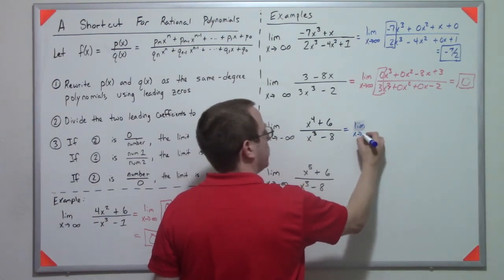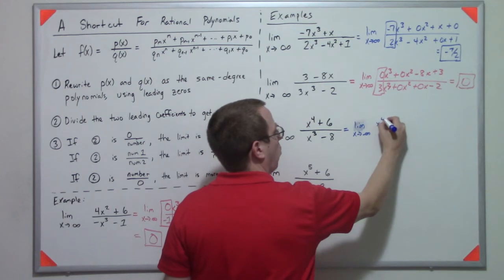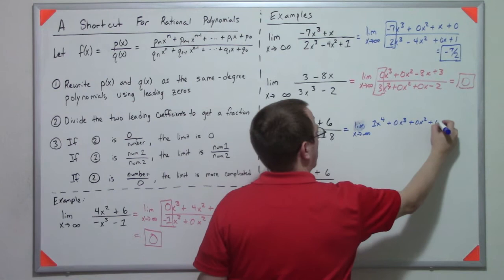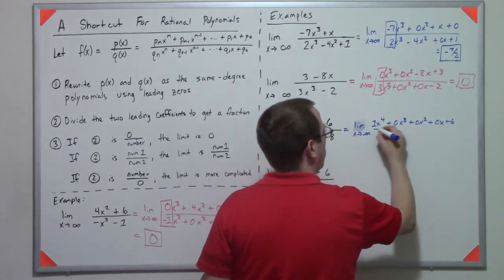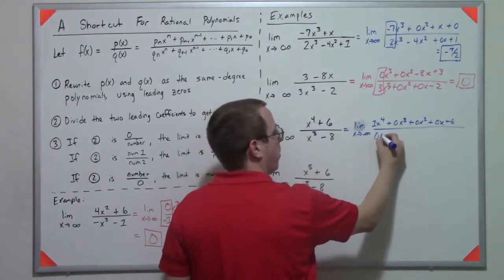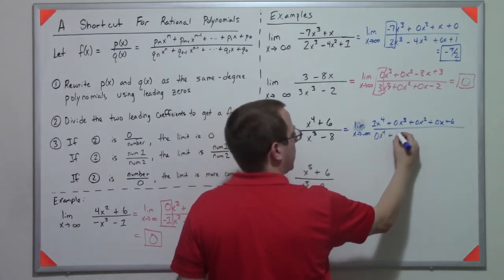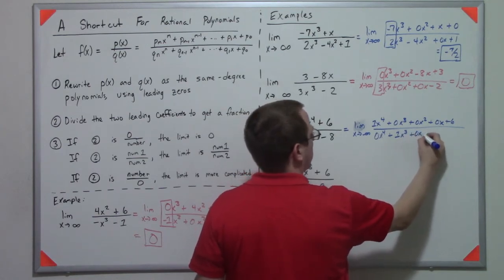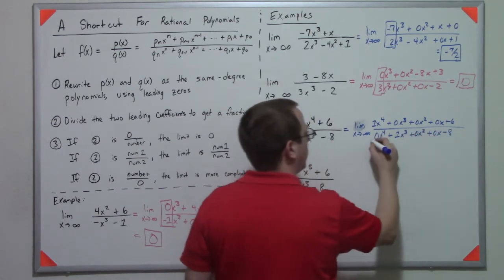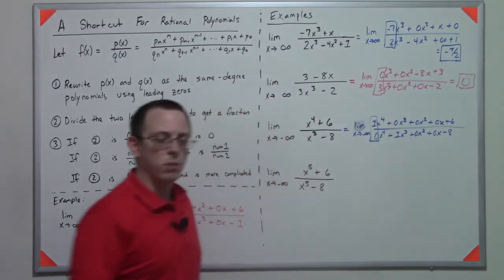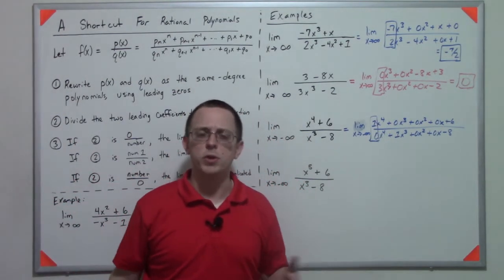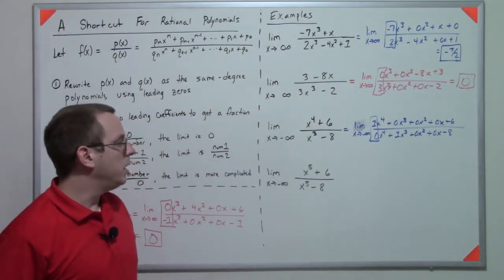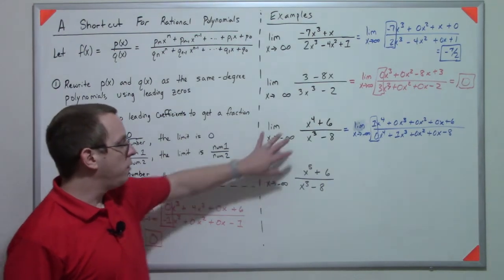All right. So the limit as x goes to negative infinity of 1x to the 4th plus 0x cubed plus 0x squared plus 0x plus 6, all over 0x to the 4th plus 1x cubed plus 0x squared plus 0x minus 8. So you have this 1 over 0. So you might say, okay, 1 over 0, that's infinity. But it doesn't work out like that. The reason why it doesn't work out like that is because you have to be careful with how you divide.